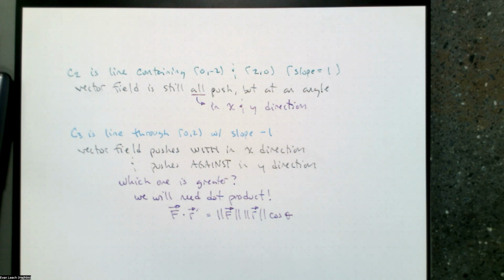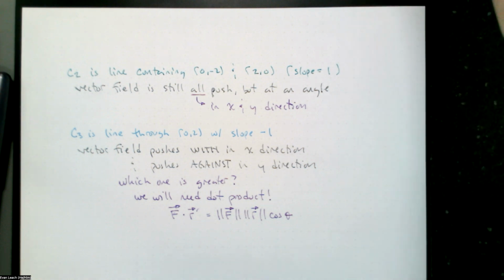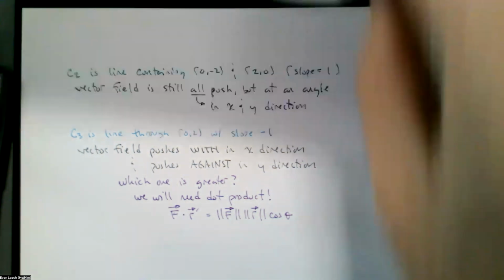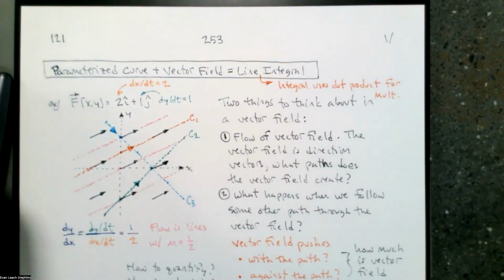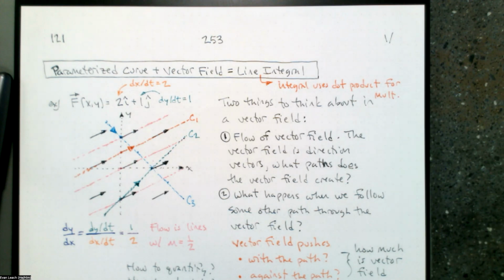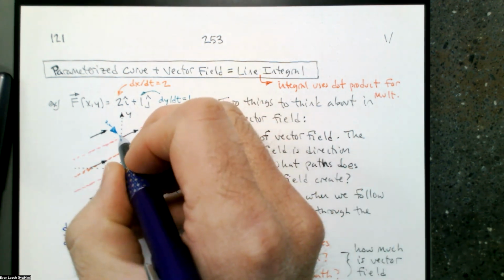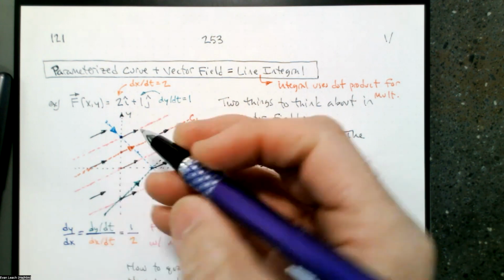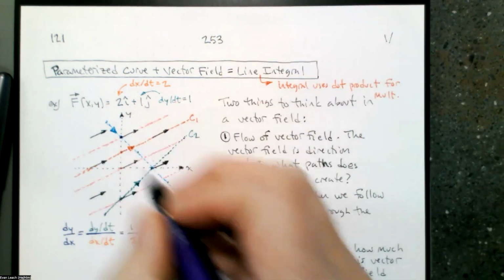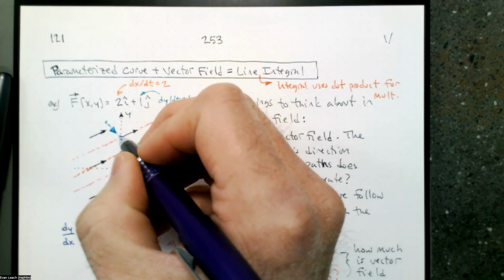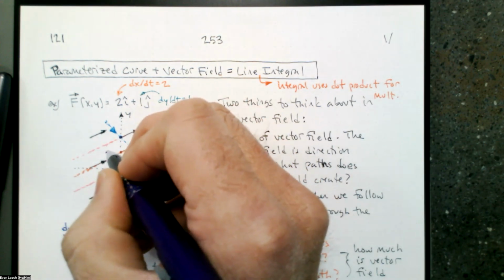Let's make a fourth path, and then leave you with a cliffhanger. A fourth path, I'm going to go all the other directions. It's going to fight against the vector field. I'm not going to do anything fancy. I'm just going to take this C3 path and send it the other direction. So I'm going to start off at 0, 2, and we're going to go down with a slope of -1.